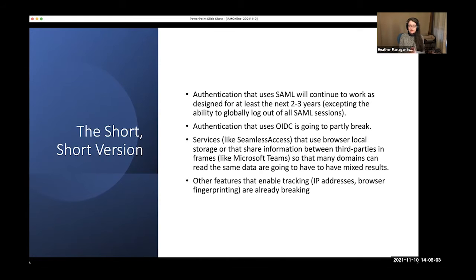There are services out there, like many of you will have heard of Seamless Access, which is a where-are-you-from discovery enablement service to help people find their identity providers. That uses browser local storage in a manner similar to third-party cookies. That's going to have a problem, already does.